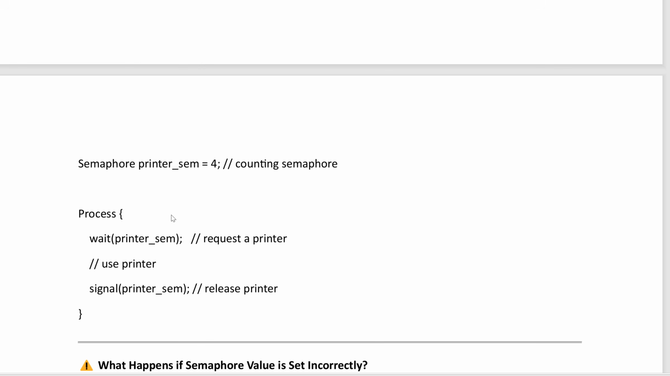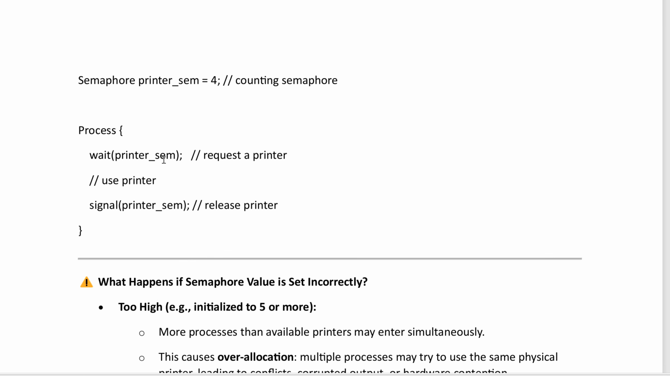So this is the pseudocode: wait printer_sem, the semaphore that is requesting a printer. After requesting a printer, the printer will be used. Once the printer has been used, the printer will be released using the signal operation.